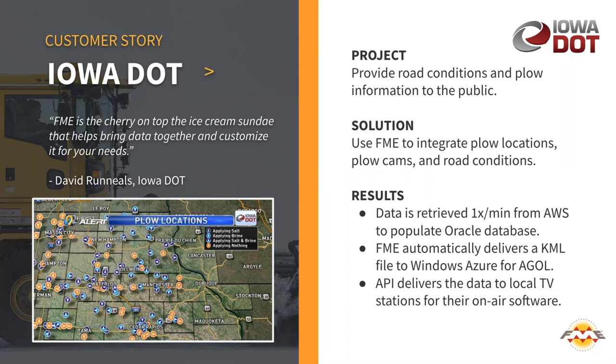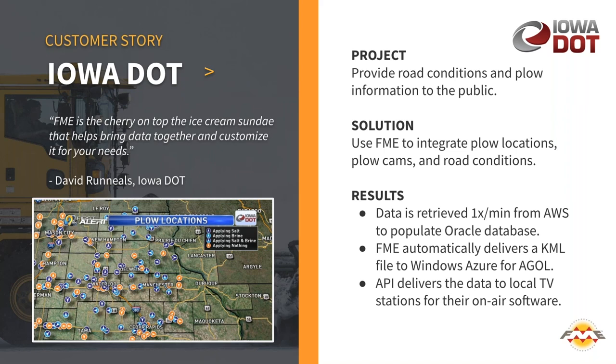So the Iowa Department of Transportation is using FME to automate many geospatial data use cases. David Runniels and the rest of the team there have created near real-time FME workflows that deliver map data mashups. They also use it for daily data operations, automating the integration of business and role-related data from multiple disparate sources that can then be used for richer analysis and informed decision-making.